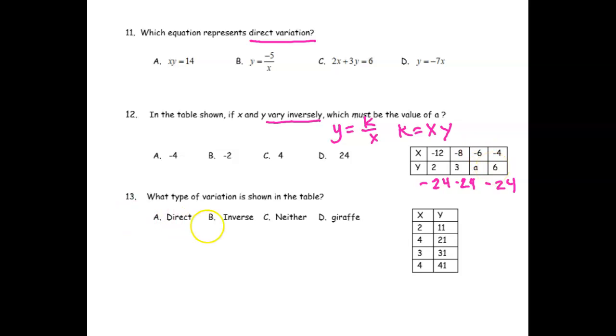Okay, 13, is it a direct, inverse, neither, or giraffe? Yes, you can figure it's not going to be a giraffe. So looking at that, thinking about this here for inverse, thinking about y is equal to k times x, or if your k is actually equal to y divided by x, and looking at those numbers, you can decide what type of variation it is.